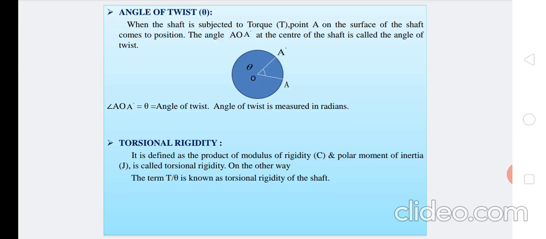On the other way, the ratio of torque per angle of twist is known as the torsional rigidity of the shaft. In the same way, flexural rigidity is the product of the modulus of elasticity, that is E, and the moment of inertia, that is I. So flexural rigidity equals E into I.